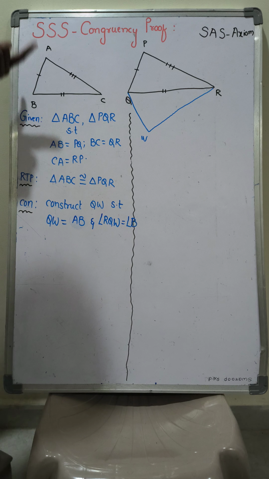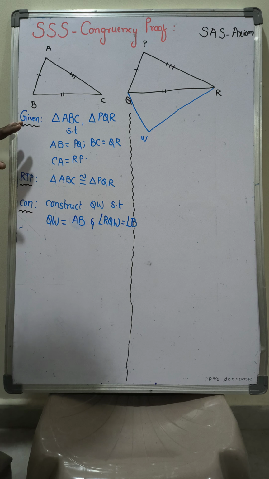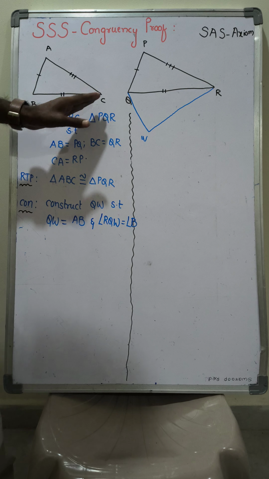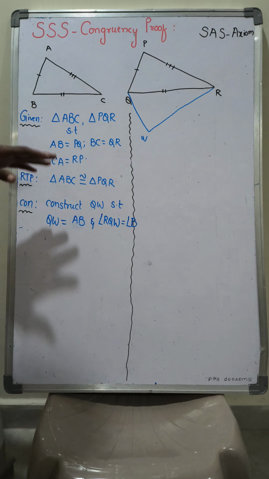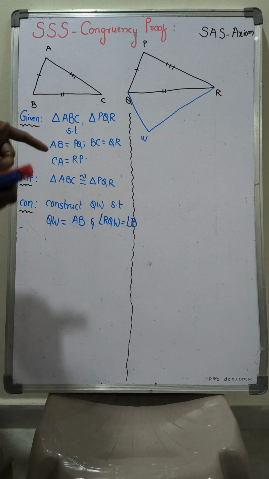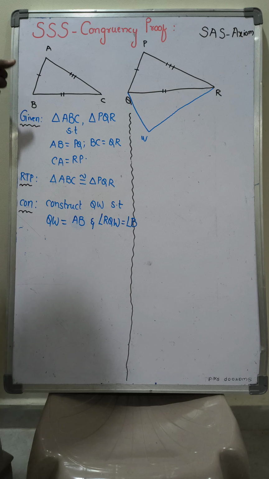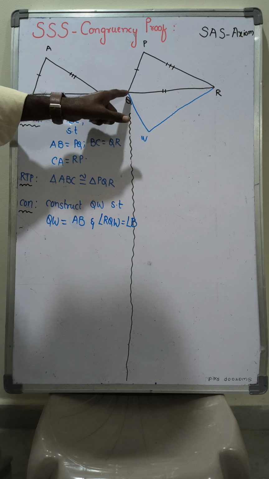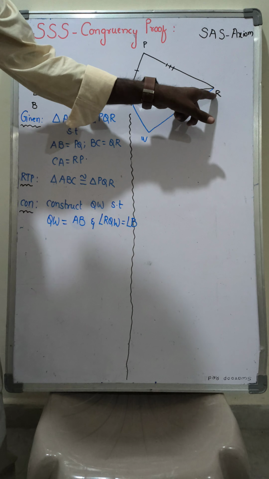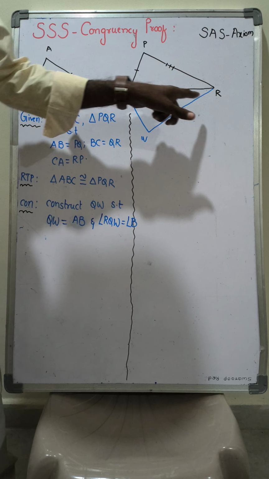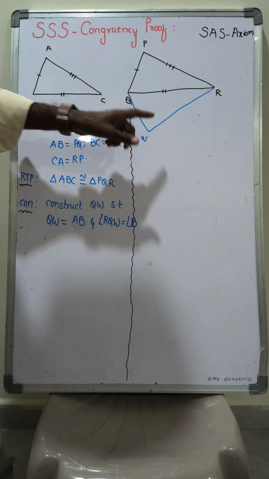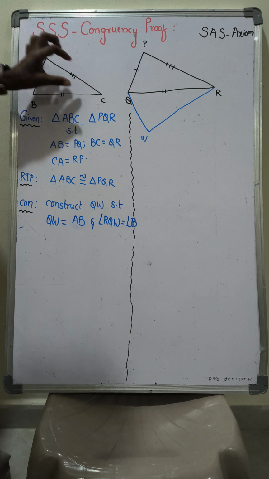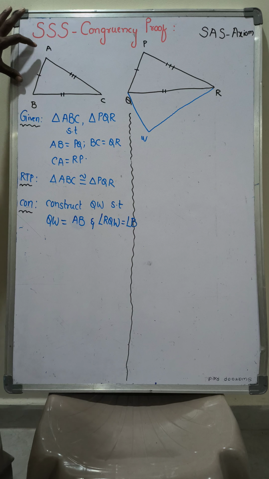To do that, as I told you, we need to take the help of another triangle. So I am going to construct another triangle, a new triangle QWR or RQW, in such a way that QW is equal to AB.